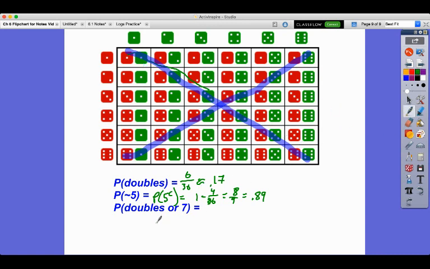Since they're mutually exclusive, we can say P of doubles plus P of 7, which is 6 out of 36 plus 6 out of 36, which ends up being 12 out of 36, or 1/3, and we get about 0.33. Okay, so complement, mutually exclusive, and just the general rule: probabilities are between 0 and 1, and they add up to exactly 1.